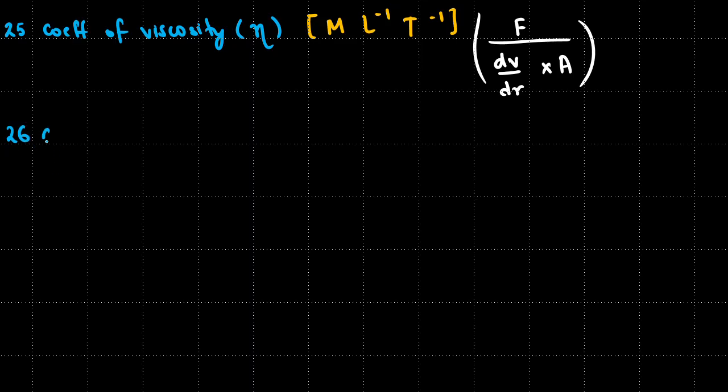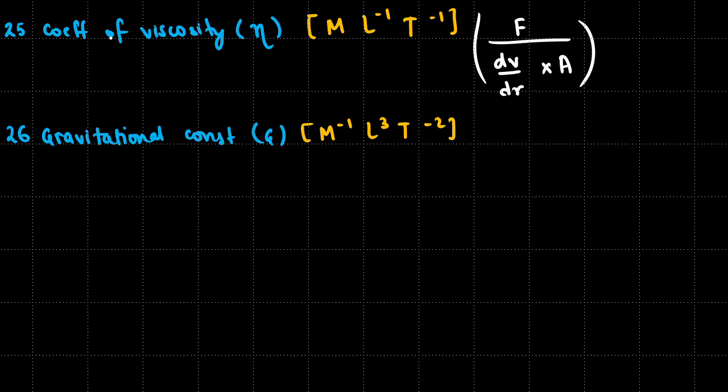In 26 we are going to talk about the gravitational constant. Its symbol is capital G. Let's talk about its dimension. It's M minus 1 L cube T minus 2, and the most common formula that you will find of it is F into r square, where r is the distance, divided by m1 m2, where m1 and m2 are the masses. The formula might look complex right now, but when you learn the topic it will be pretty easy to understand what it means.